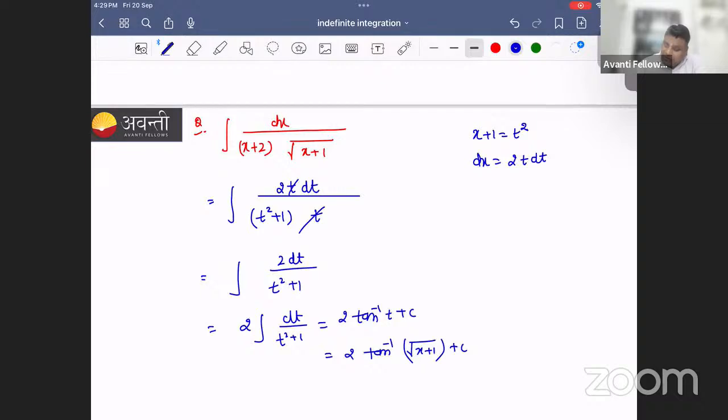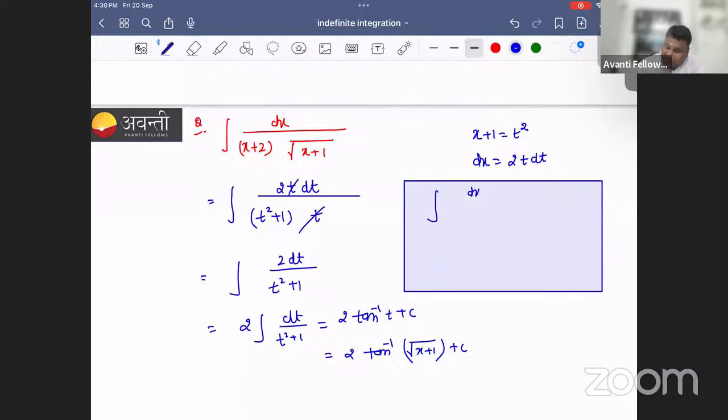So make it a simple rule. If the question is of this type, integration dx upon ax plus b under root of px plus q, linear outside, linear inside, then take px plus q as t square. Very effective tool it is. Got it?